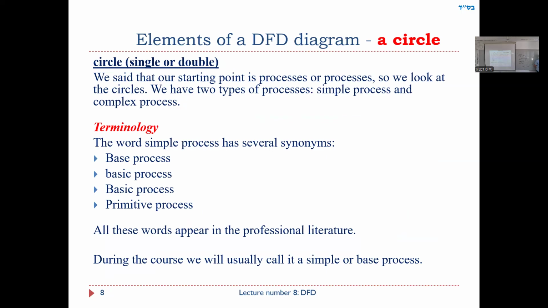So a simple or base process means that I'm not going to explain any further what this process does. Here is the name of the process, that's all you need to know. If it's a complex process, then it means I'm going to give you a general title, but I'm going to have to explain more about it. I tend to explain more about it in a lot more detailed tables.